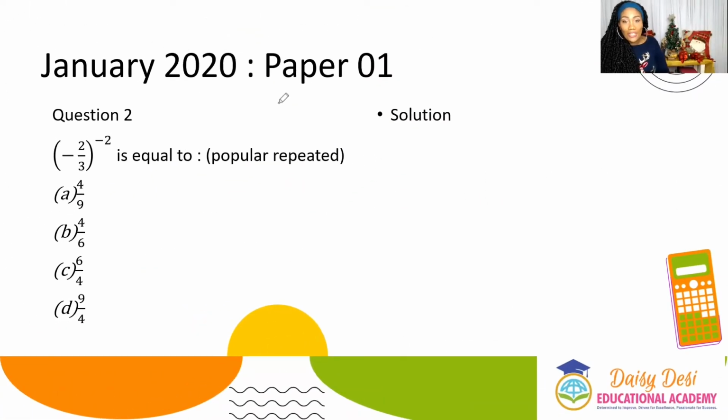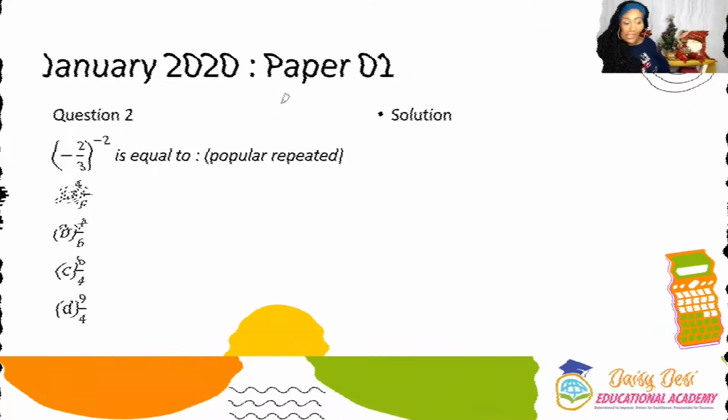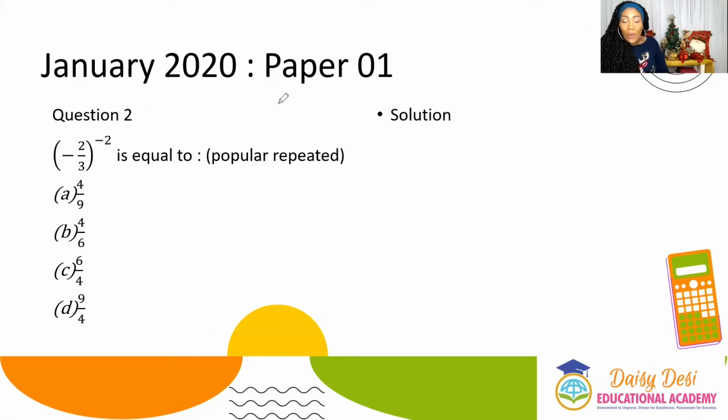Now, the first question on our agenda is the January 2020 Paper 1, Question 2. It is (-2/3) all to the power of -2 is equal to. Next to that, this is a popular repeated question. Now, all questions in Paper 1 are popular and repeated. Okay? All right, so we have (-2/3) all to the power of -2.